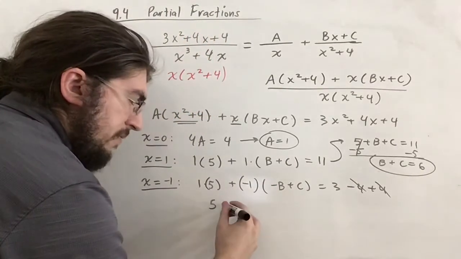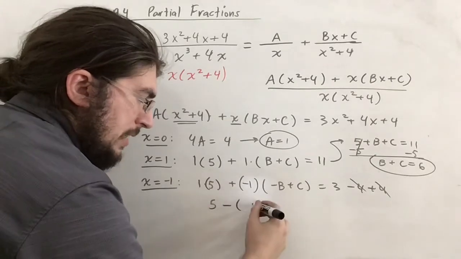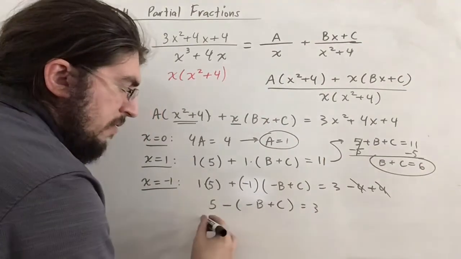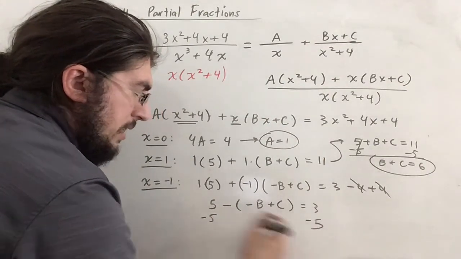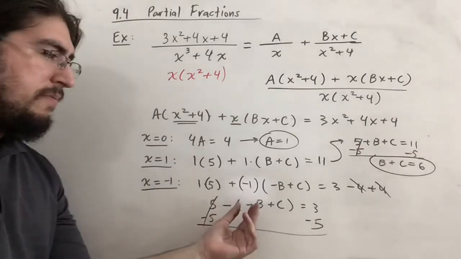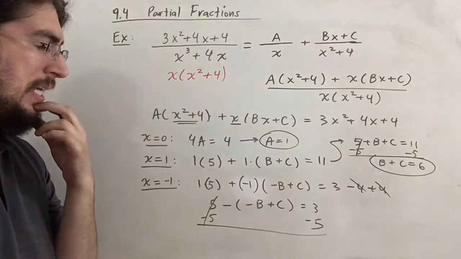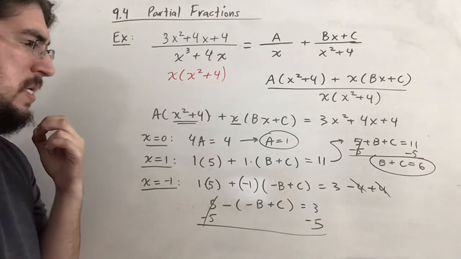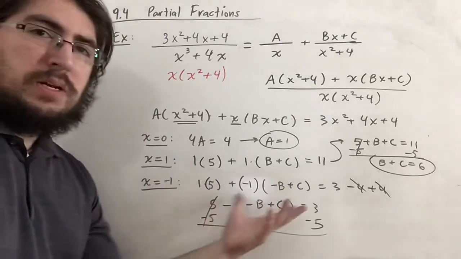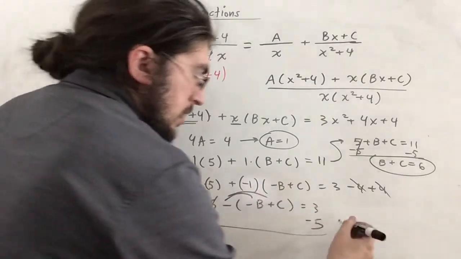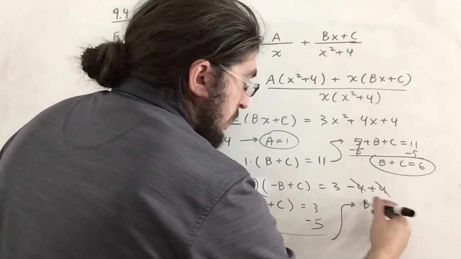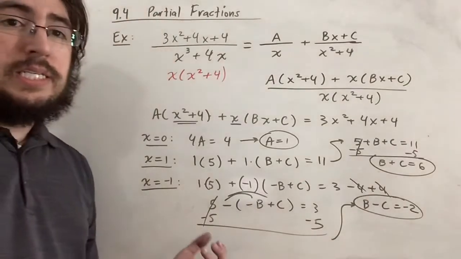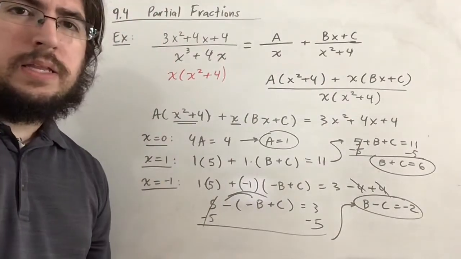So let's see what we have. We have 5 minus, let me write it as negative b plus c, that's fine, equals 3. If we subtract 5 to the other side, we end up with negative b plus c is equal to negative 2. I was going to say we could divide by negative, but I'll just distribute this. So what this really amounts to is the following. It's b minus c is equal to negative 2. And that's our other equation in the system we want to set up. So now allow me to erase this to clean things up a bit.